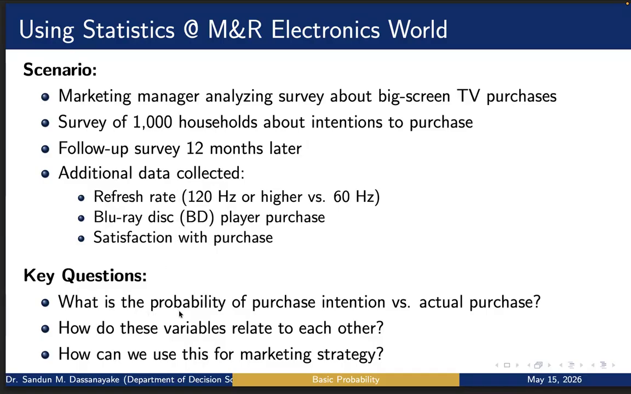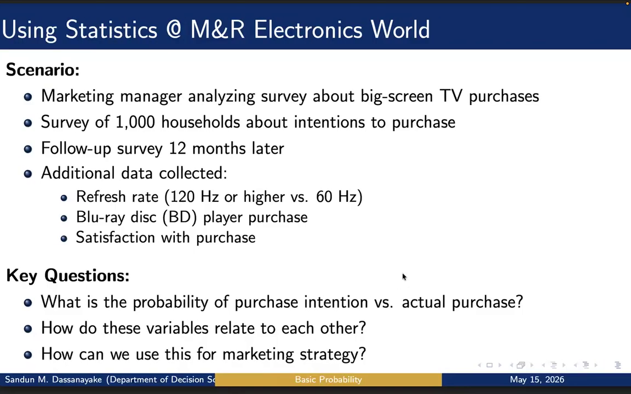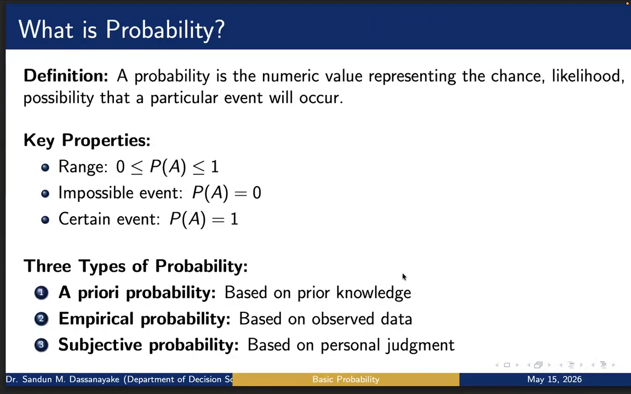Key questions. What is the probability of purchase intentions versus actual purchase? When you do your initial survey, people might say, okay, I'm interested in buying it. But after 12 months, when you do the follow-up, only then can you compare with the actual purchase. Then how do these variables relate to each other? How can we use this for marketing strategy? So that's the idea. Let's look at what we get.